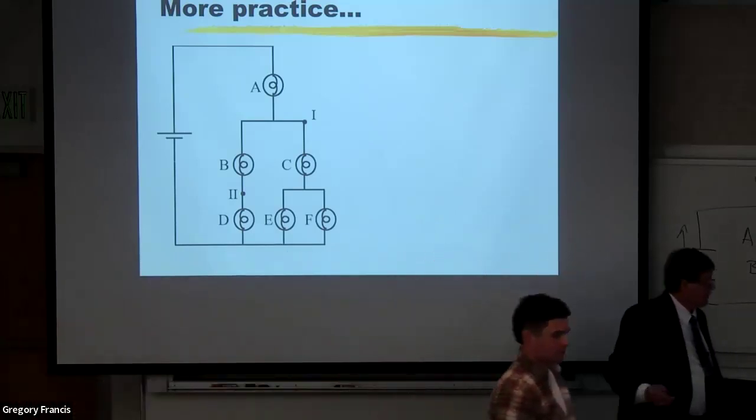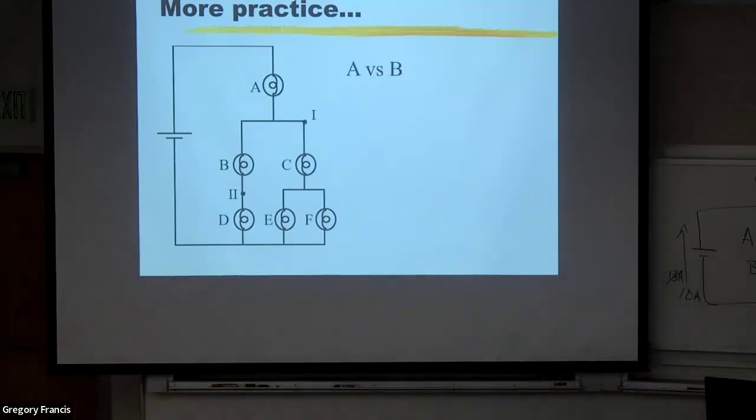So, let's first of all rank them, A versus B. Shout it out, which one's brighter? A, that's an all versus part situation. A gets all of the current through the battery, and B gets a fraction. And now we're going to ask, what is that fraction that B gets? Is it 50%, less than 50%, or more than 50%? And so what we're asking is, when the river gets right below A, how does it split? 50-50 or some other way?